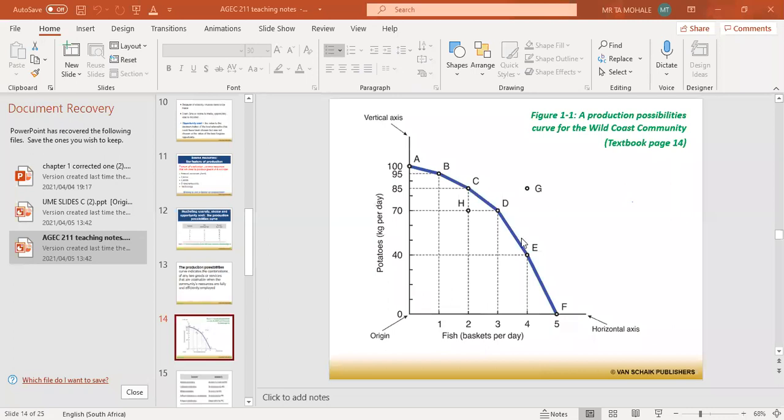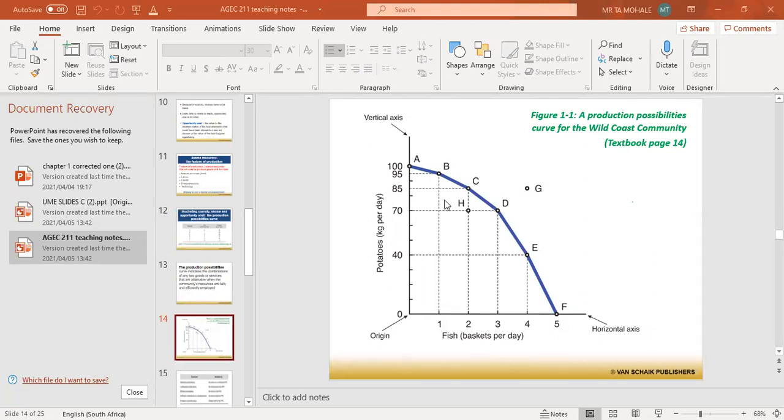Point A up to F and H, excluding G, meaning that we are taking all these points on this line and these ones inside the line. A, B, C, D, E, F, and H are called attainable combinations. Write it down, meaning they are achievable. When we say they are attainable, they are achievable.